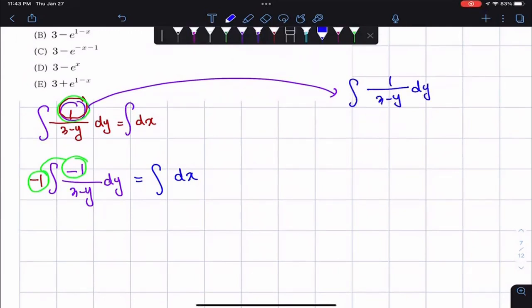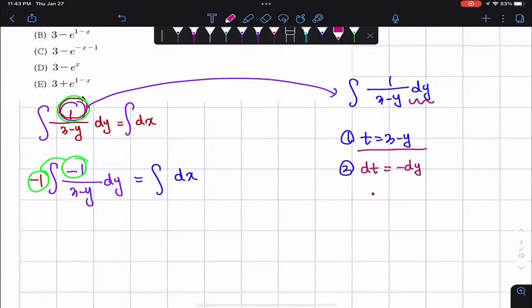Actually, to calculate this part, you should use the substitution integral like this. t equals 3 minus y. To find dy and dt, differentiate this equation: dt equals minus dy, so dy equals minus dt.